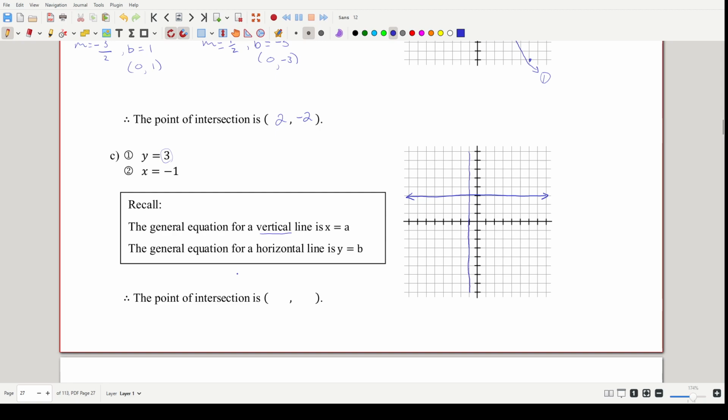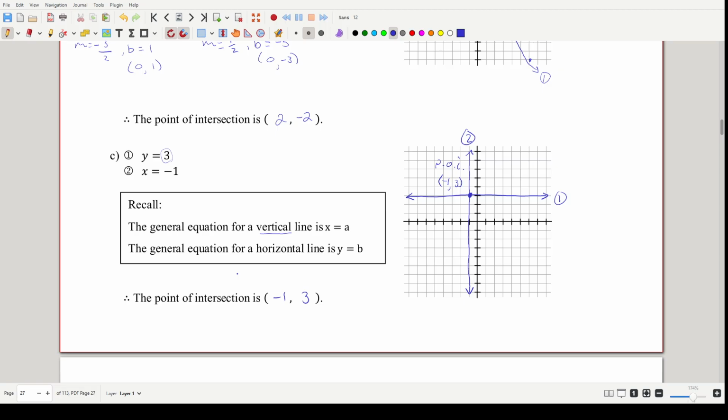I'm slowly getting better with my line drawing here. Very slowly. So this is equation 1. This is equation 2. And we can see very clearly that that is our point of intersection, which is an x value of -1 and a y value of 3. That's our POI. So -1 and 3.